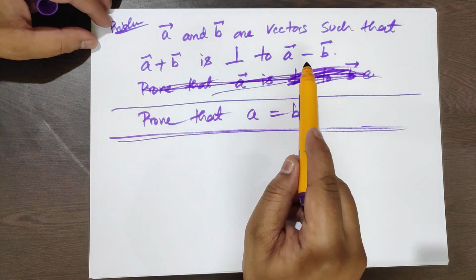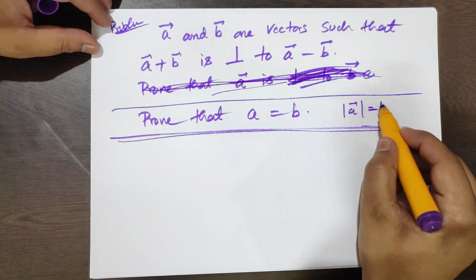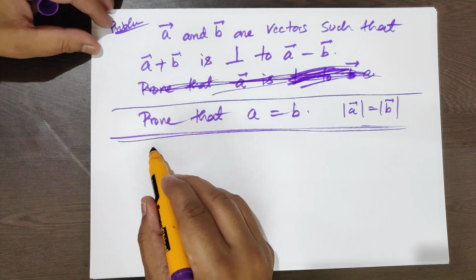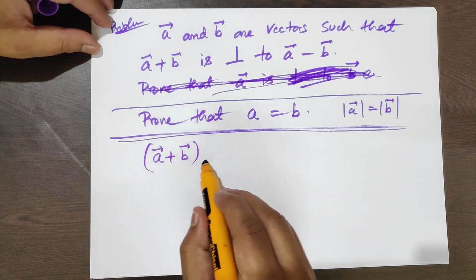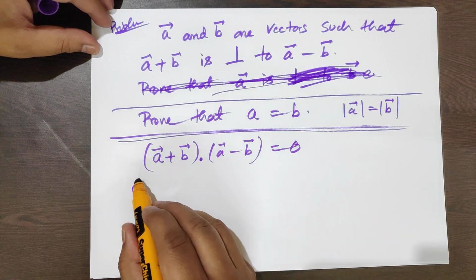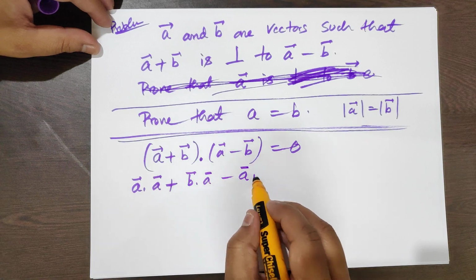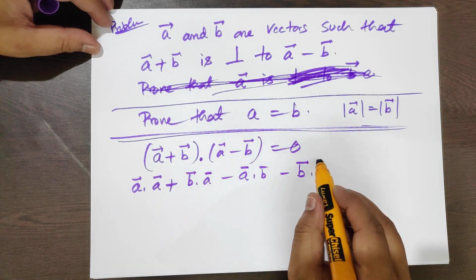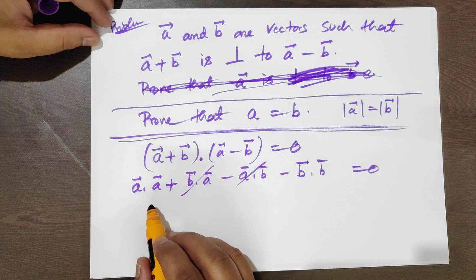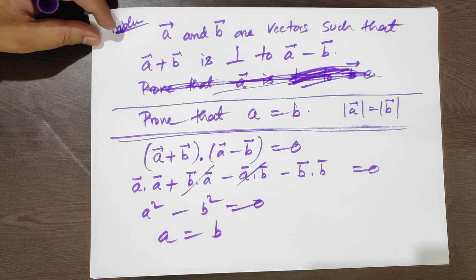See, a plus b is perpendicular to a minus b. We have to prove that mod of a equals mod of b. Now I will use the concept of dot product. For perpendicular vectors, their dot product is 0. So (a plus b) dot (a minus b) is equal to 0. Now I will use the distributive law: a dot a plus b dot a minus a dot b minus b dot b is equal to 0. See, a dot b and b dot a are the same, so we'll cancel this term. This is a square minus b square equal to 0. So a is equal to b. Their magnitudes are equal.